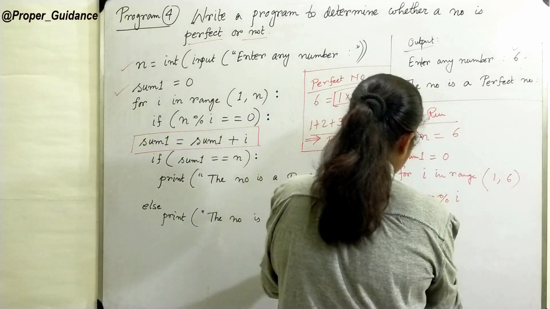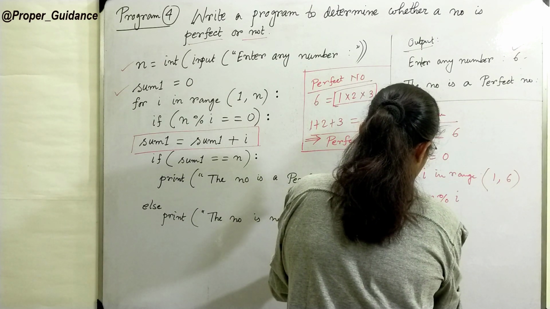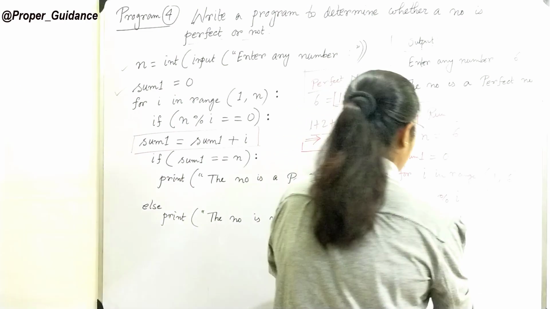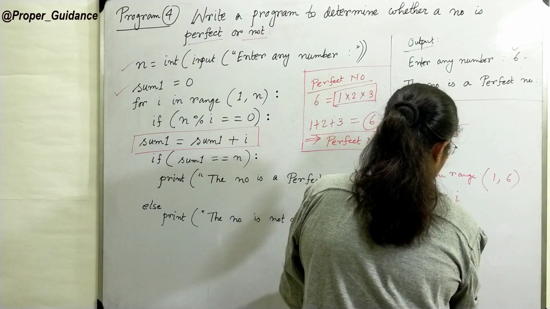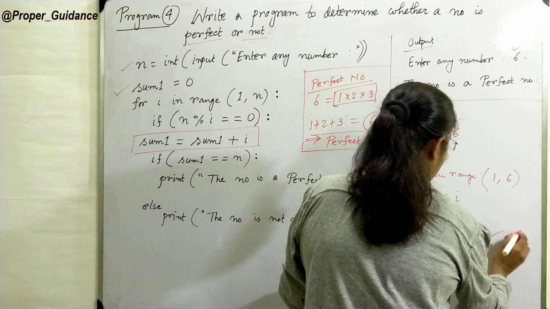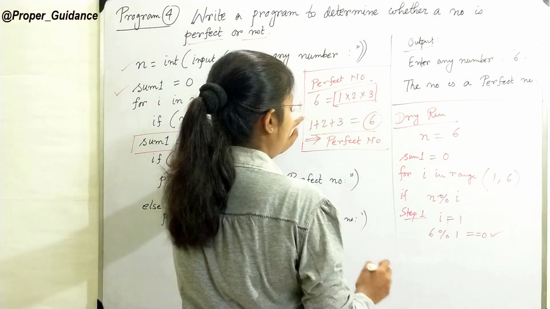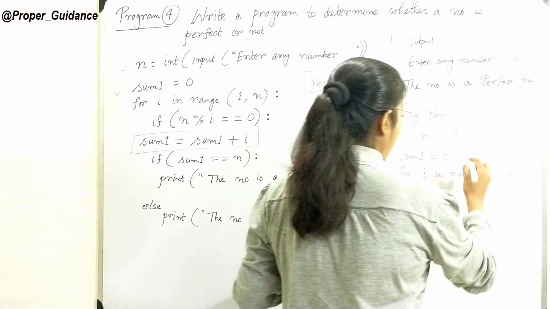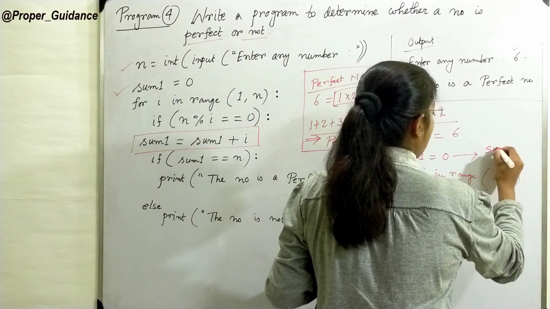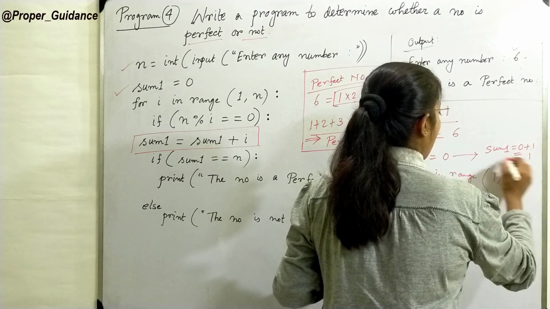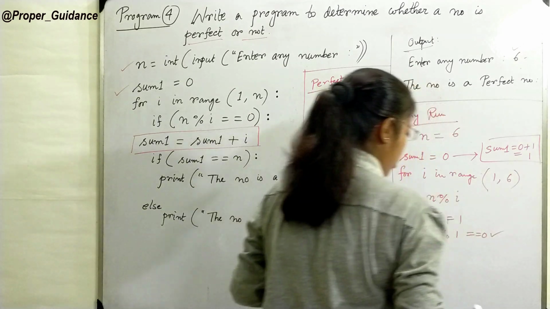Now see here, the first value. Step 1, i equals 1. When i equals 1, 6 modulus 1 equals 0. So 1 will be taken here. Look, 1 will be taken here. So the value of sum1 will change, right? The value of sum1 will change and sum1 equals 0 plus 1, that is 1. Keep it in a box.